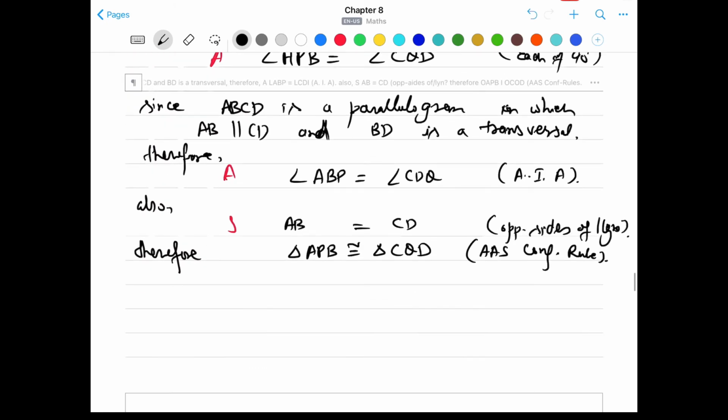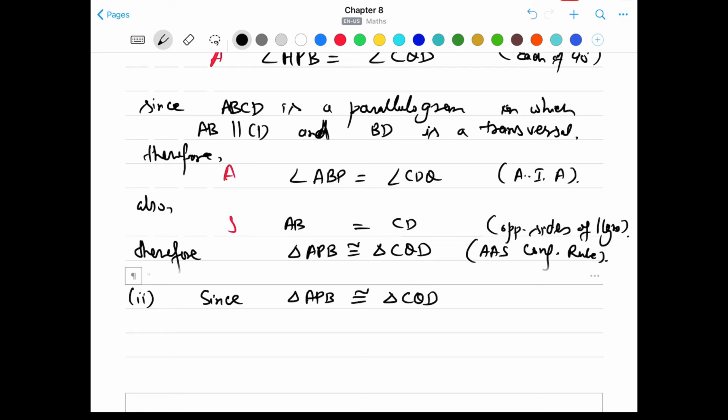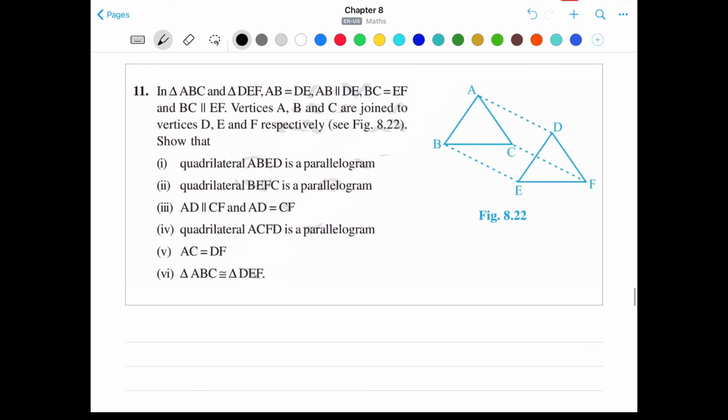Now come to the second part. We have to prove that AP equals CQ. Since triangle APB is congruent to triangle CQD, which is proved in part 1, therefore AP will be equal to CQ, and that too by the property CPCT, that is, corresponding parts of congruent triangles are equal. So that's the solution of question number 10.